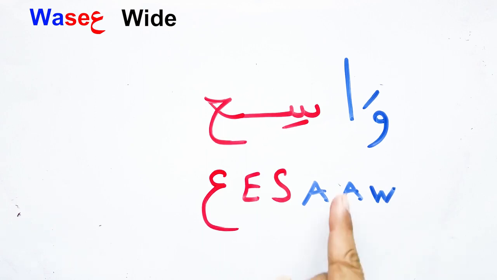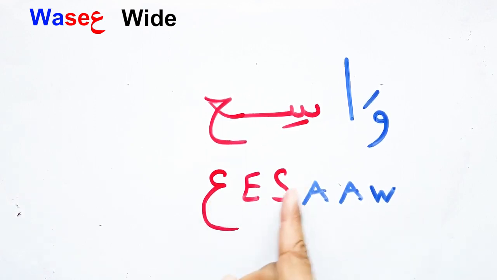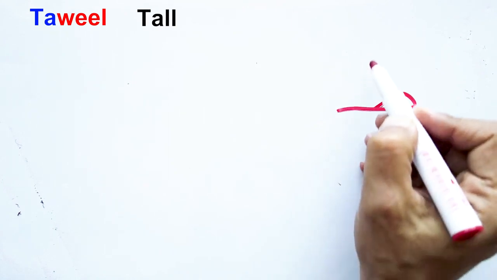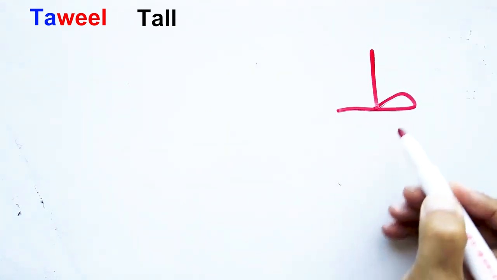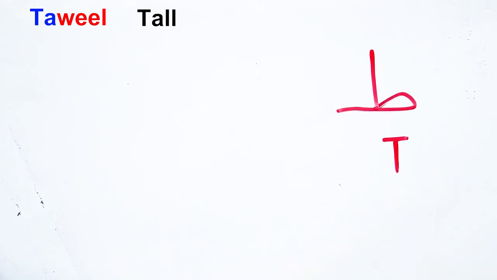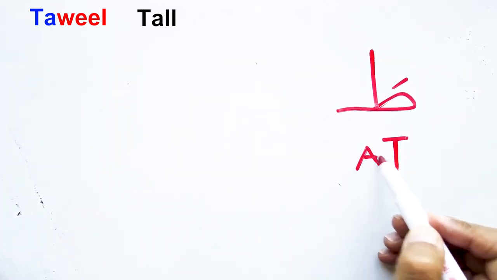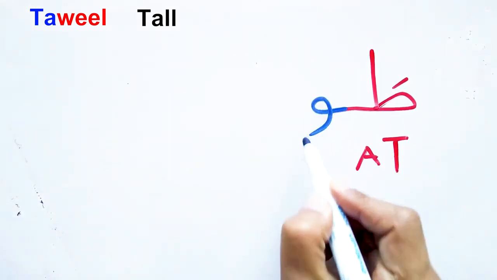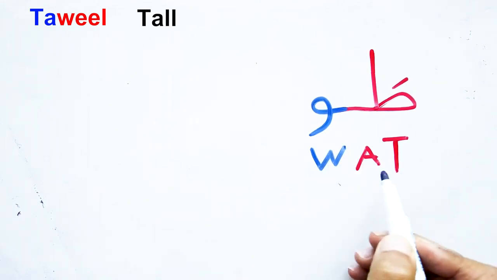واسع. طويل. طو. You don't have this sound in English. It's a strong T. It's not T, but it's strong T. طو with A, right? The sound of W here.